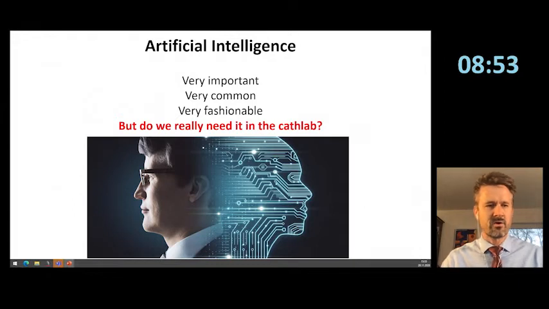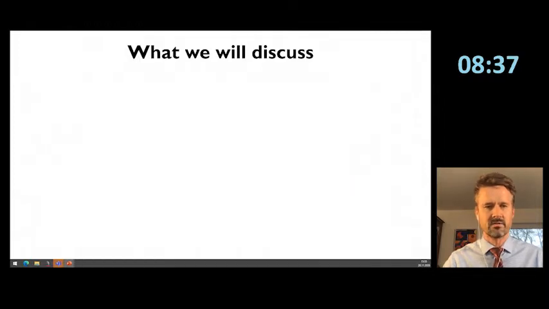AI things are very common these days. In every cardiology meeting, you're going to see more and more topics on it. They're very important, very common, very fashionable. But what you really have to understand is whether we really need it in the cath lab, and for which type of tools and decision-making, artificial intelligence will really make a difference.